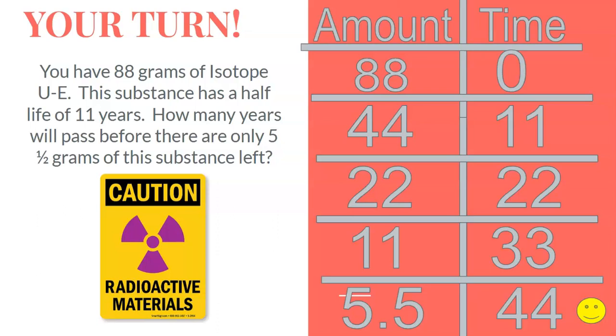So you're going to see a lot of problems like this. My advice, always make a table. Amount, time, start with 0 on the time, start with the initial amount, and then add the half-lives and just keep dividing by 2, and I think you're going to get it.